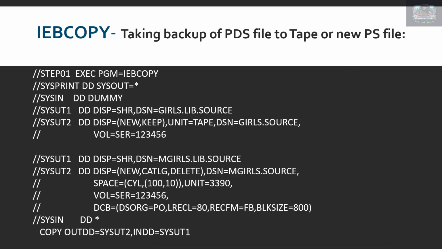As I told you before, taking a backup of a PDS file, we can take a backup of a PDS file into a tape file or to a new PS file. See, a PDS file is a file with many members. Depending on its directory blocks, it can have many members. It can have 50, 60, 70 members in it.